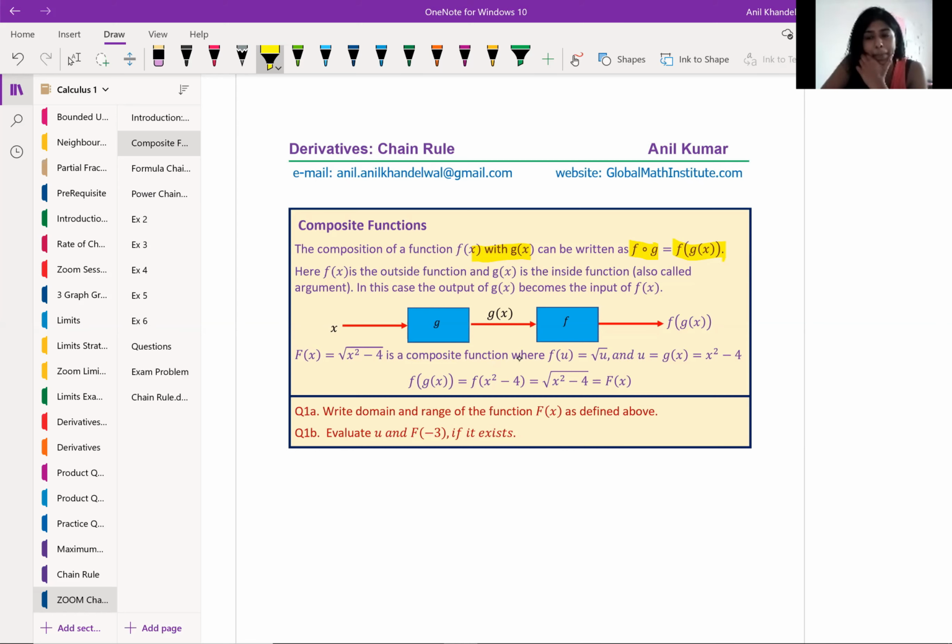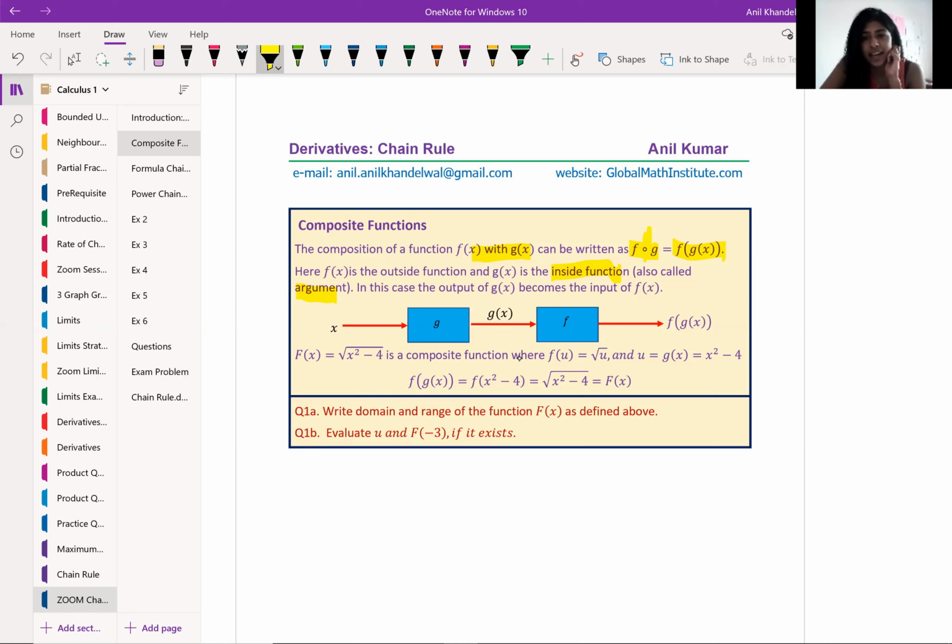So this symbol in between is an operator for composition. f is composed with g, so we say "f of g." Here, f of x is the outside function and g of x is the inside function, also called the argument. Especially when we talk about trigonometric functions, we say sine theta, so theta is the argument. That is your inside function or argument. We use both these words, inside function or argument.